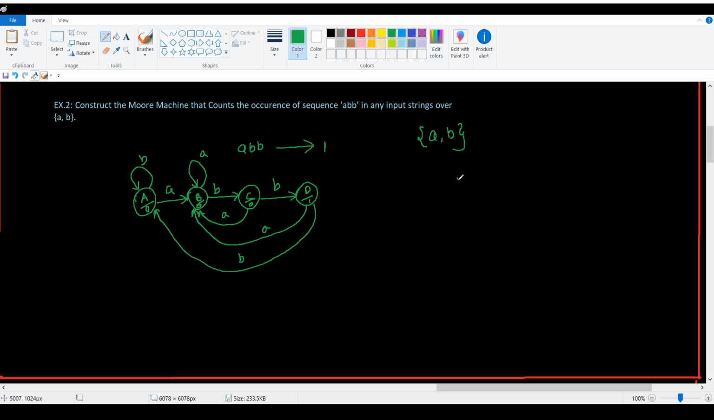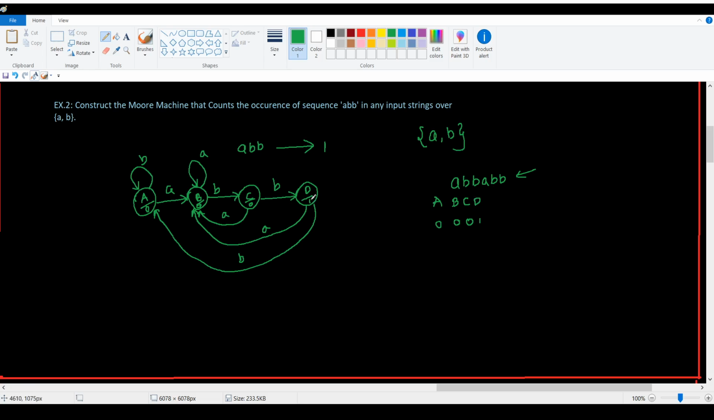So let us verify some pattern here. Initial state is A, output is 0. Now when A occurs, next state will be the B and output is 0. When B occurs, next state will be the C and output will be the 0. At state C, when B occurs, next state will be the D and output will be the 1.